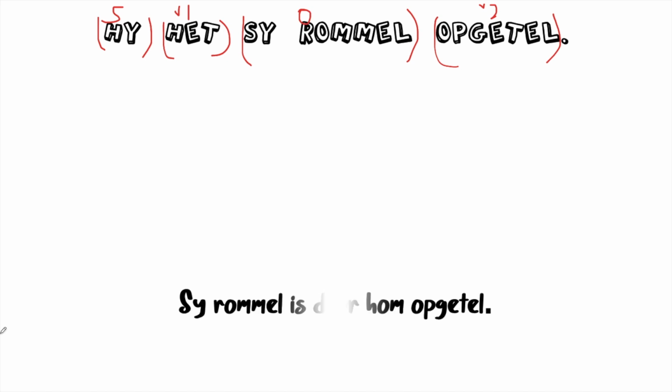Okay, so let's just apply Stompie to the sentence first. So hy would be our subject. Het would be our verb one. Sy rommel would be our object. And opgetel would be our verb two. So sy rommel is deur hom opgetel. So here we did have a pronoun that gets changed because it was on its own as the subject. Okay? So sy rommel is deur hom opgetel.